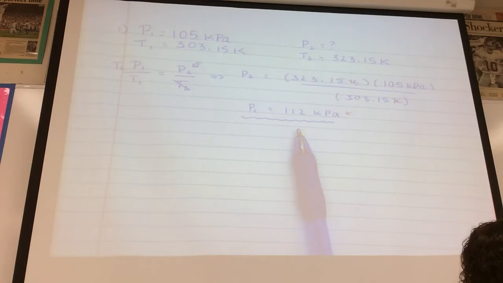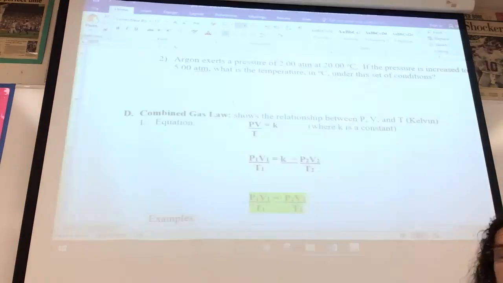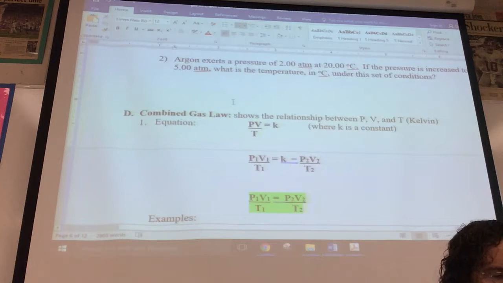I would like for you to try number 2. It's a little harder, but it's really similar to a previous problem. So 2 is at the top of the screen.